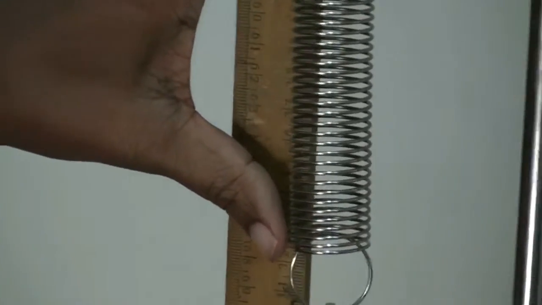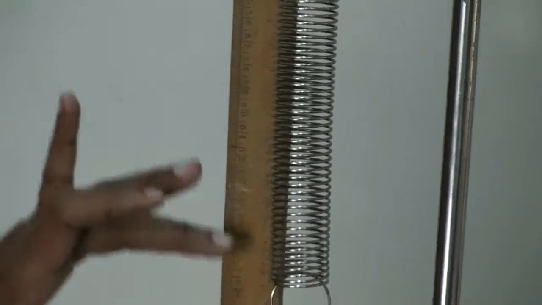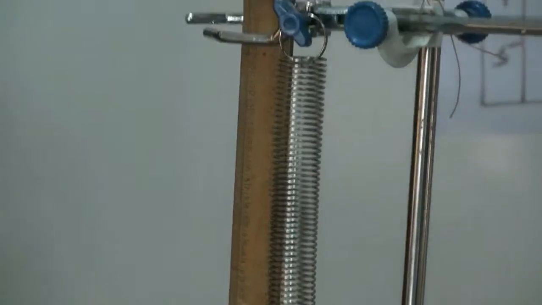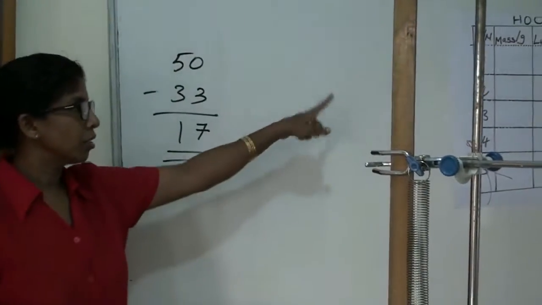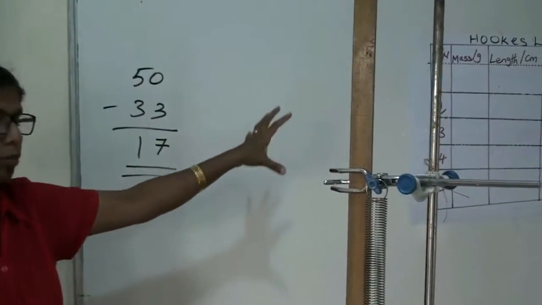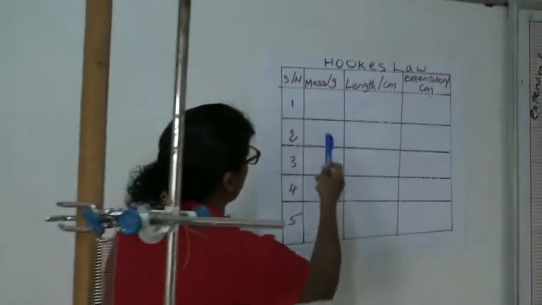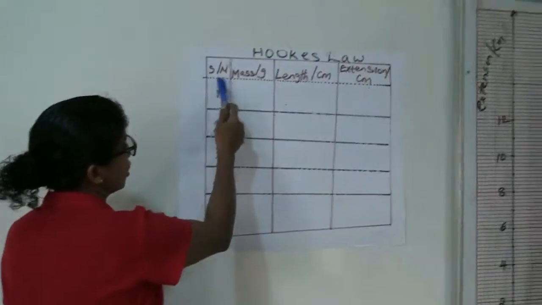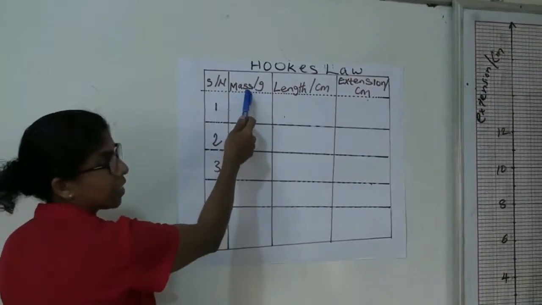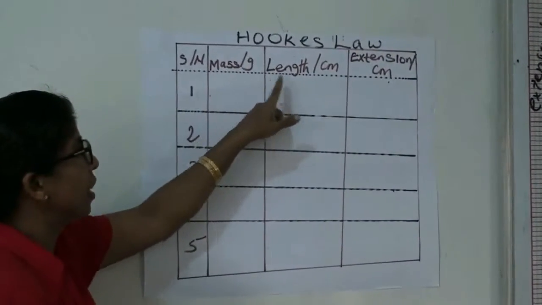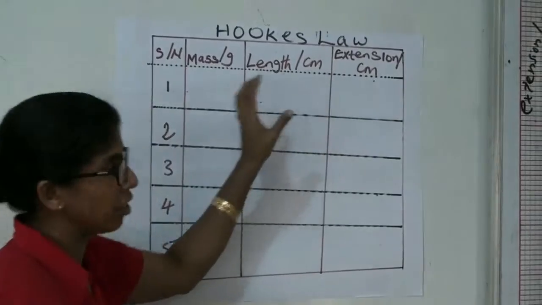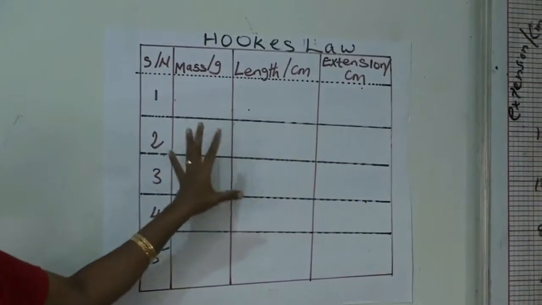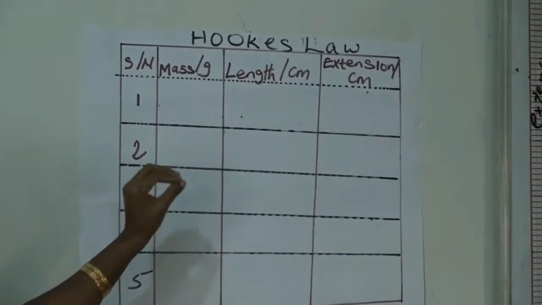This length is what you are going to measure using the meter rule, and we got it as 17 centimeter. Let me record it in the tabular column for Hooke's law: serial number, mass in gram, length in centimeter, extension in centimeter. These are the three variables which we are using to perform this experiment.